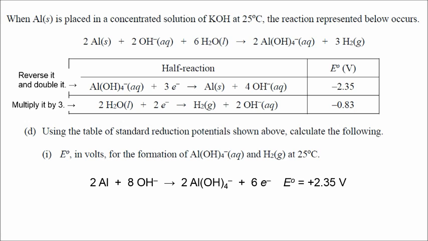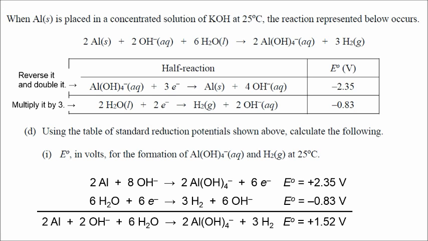So reversing the first reaction gives us a positive 2.35. Doubling it does not change the voltage. The second reaction multiplied by 3, we still have a voltage of negative 0.83. Again, the electrons cancel out, and we have an overall cell potential of 1.52 volts for this reaction.